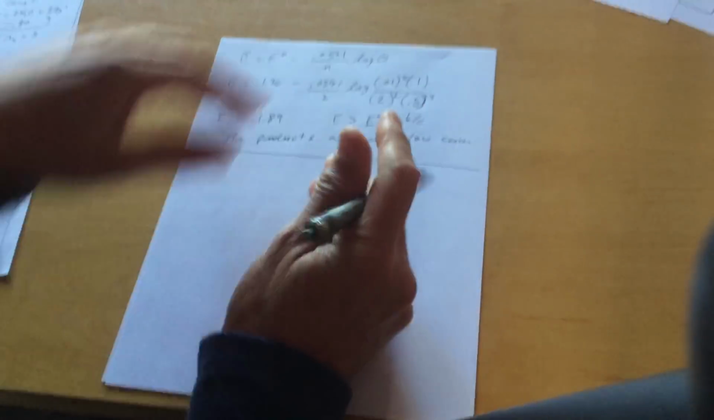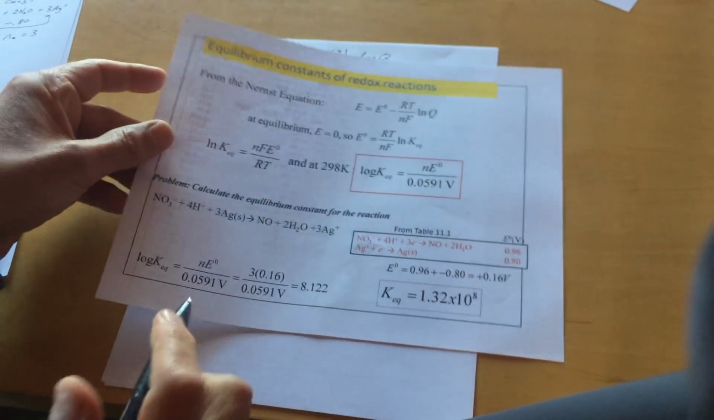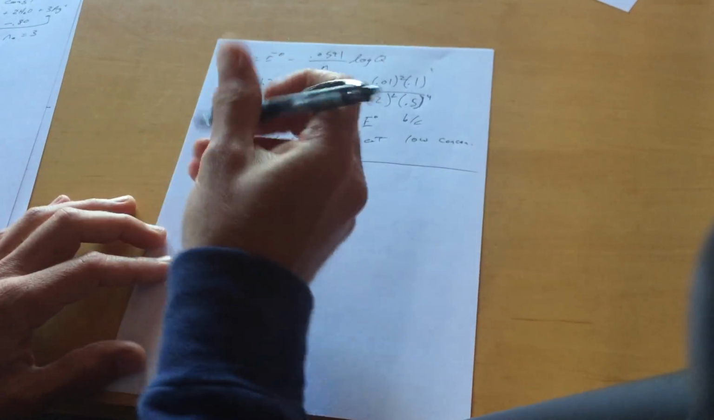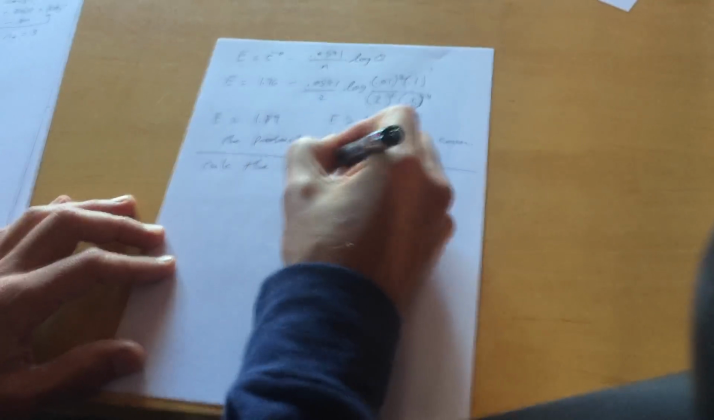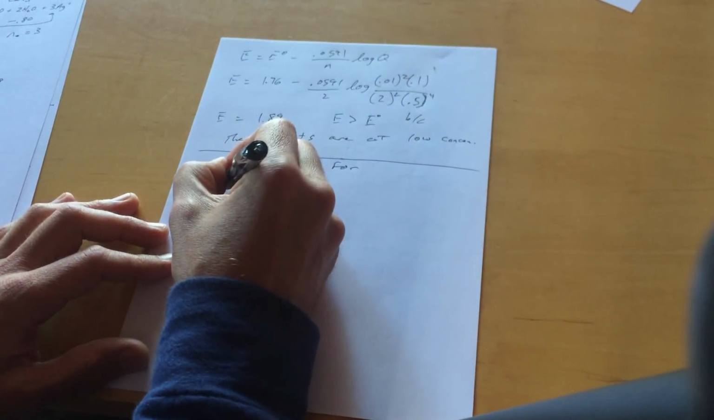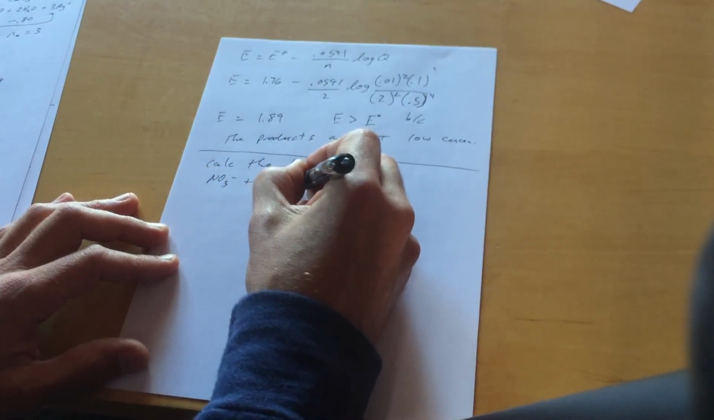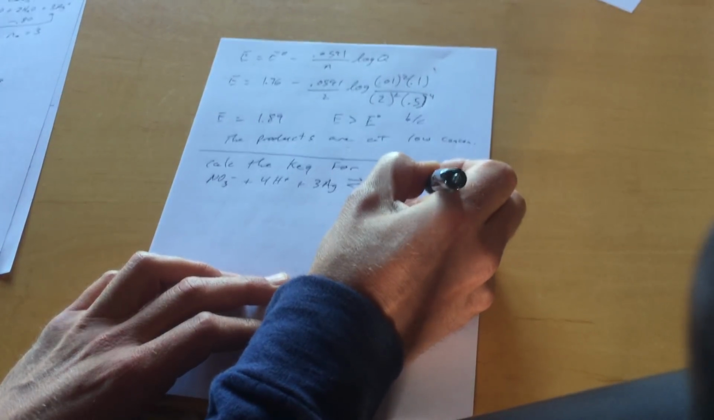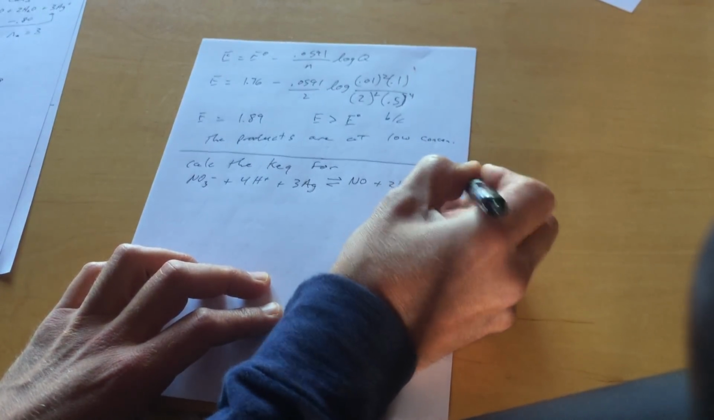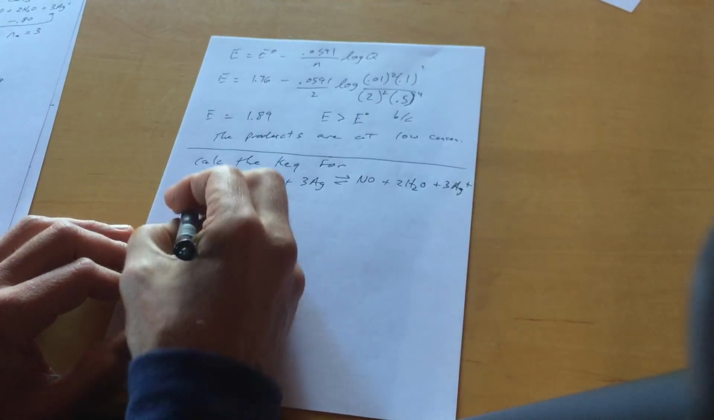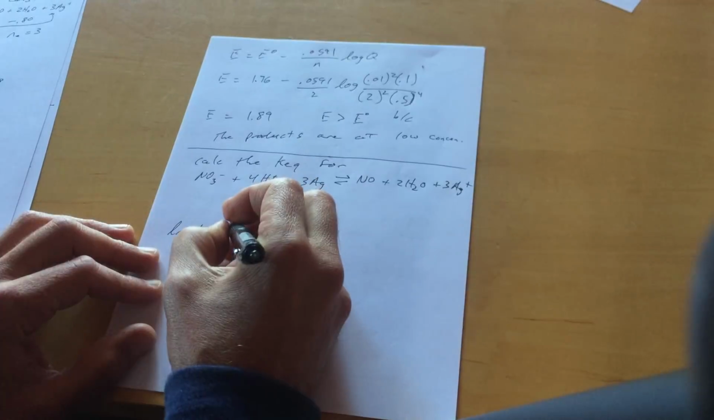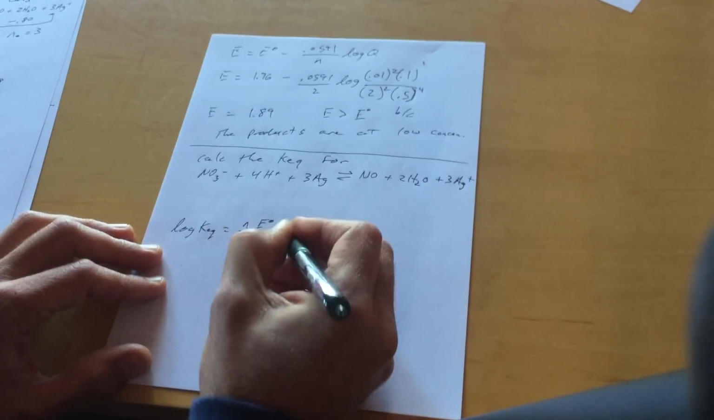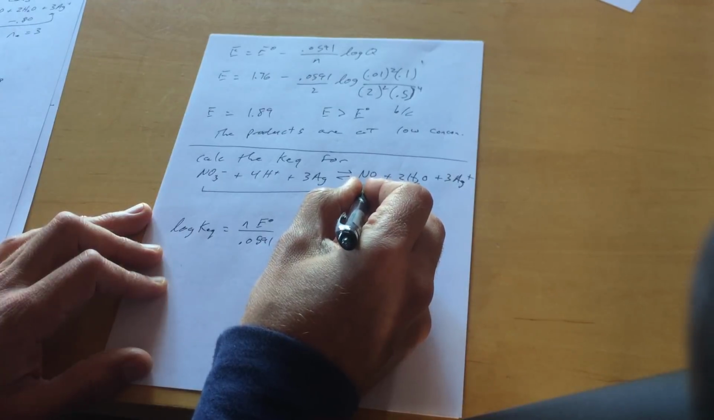Okay, the last example problem is an equilibrium constant problem. And this one says, calculate the equilibrium constant for this reaction. So let's go ahead and do that one. Calculate the KEQ for NO3- + 4 H+ + 3 Ag in equilibrium with NO + 2 H2O + 3 Ag+. Okay, now we have to find our E of the cell because the equation is log of KEQ equals N E0 over 0.0591.